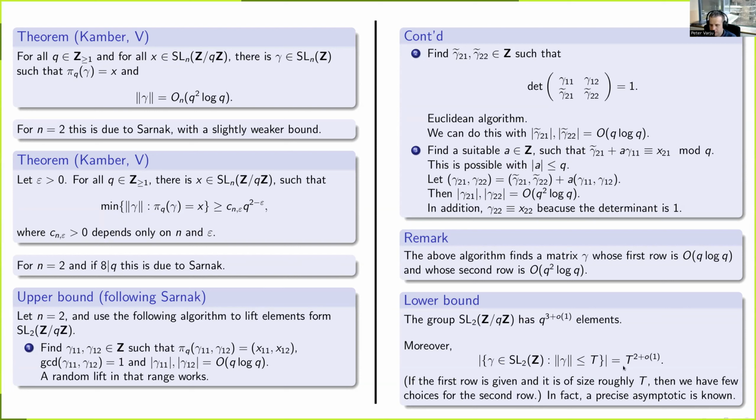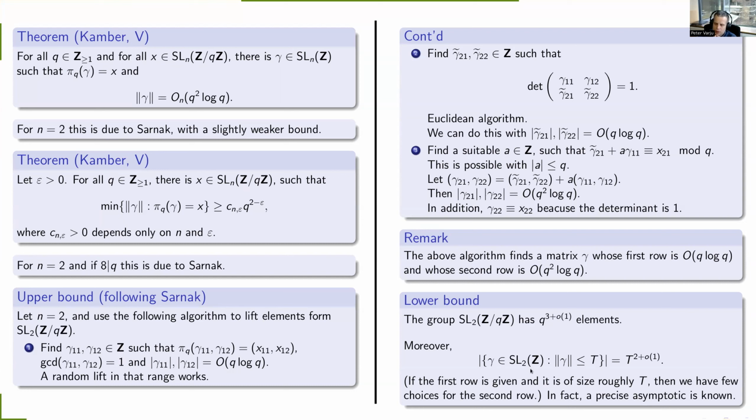Now, in fact, here we know something much more precise. There is an asymptotic, which says that this is asymptotic to a certain constant times t squared. This is a result due to Duke, Rudnick, and Sarnak. But for my purposes, this much weaker property is enough. And this is something that you can convince yourself easily is true.